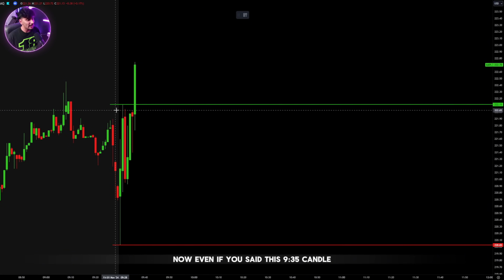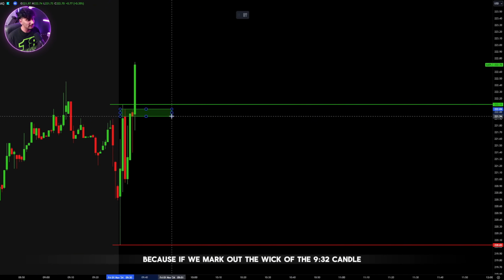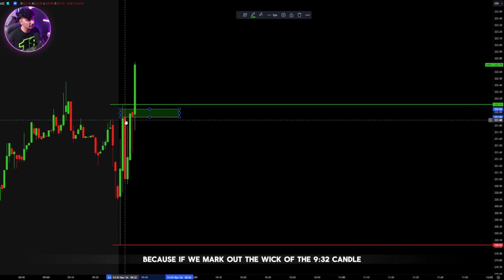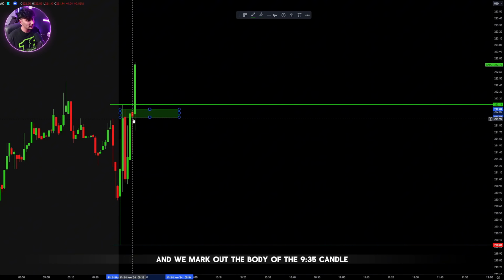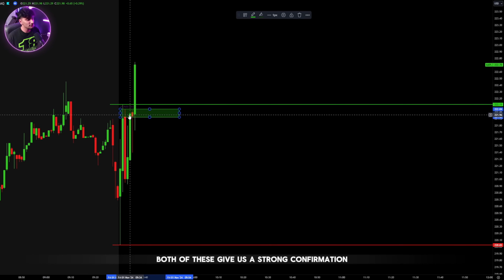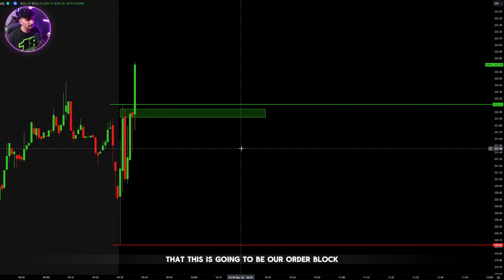Now, even if you said this 935 candle, you're not really that off, because if we mark out the wick of the 932 candle and we mark out the body of the 935 candle, both of these give us a strong confirmation that this is going to be our order block.